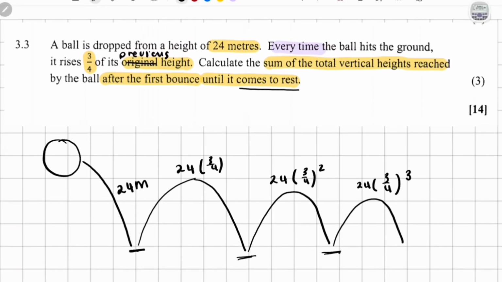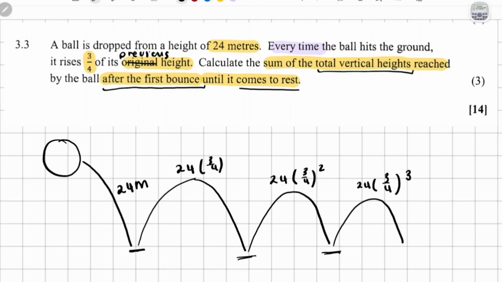Okay, but let's just make sure that we're actually answering the question they're asking for. The question is, calculate the sum of the total vertical heights reached by the ball after the first bounce until it comes to rest.